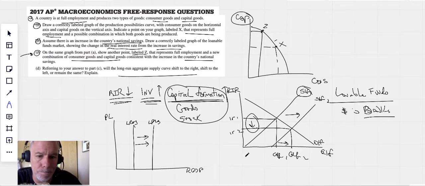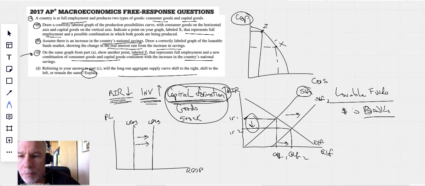All right. Let's see if I can answer this really succinctly, though. I would say we shift to the right. That's one point. And then the explanation would be that as real interest rates go down, investment goes up, and capital formation would increase, causing capital growth in the long run.